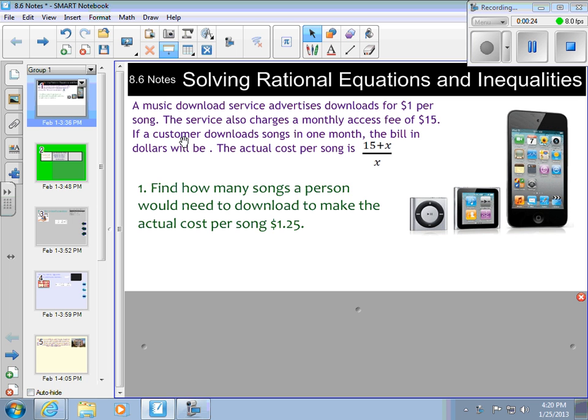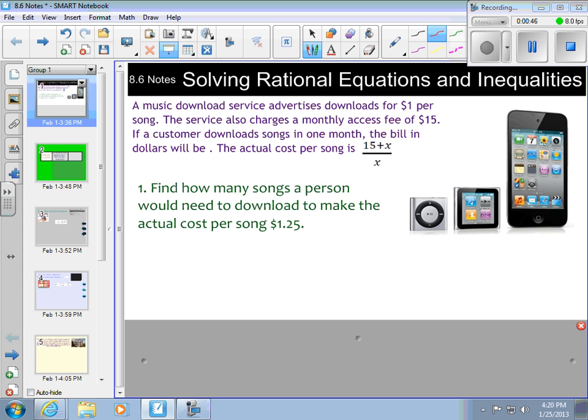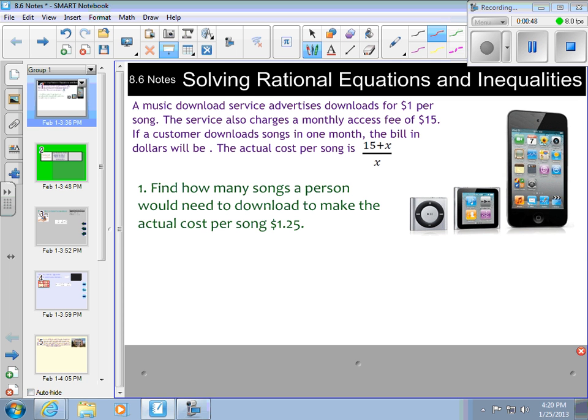If a customer downloads x songs in 1 month, the bill in dollars would be this little equation we have here: the $15 plus the number of songs, divided by how many songs. So you kind of have to add in that $15. So how do we find out how many songs a person would need to download to make the actual cost $1.25? Well, we want to put our equation up here: (15 + x) over x equal to $1.25.